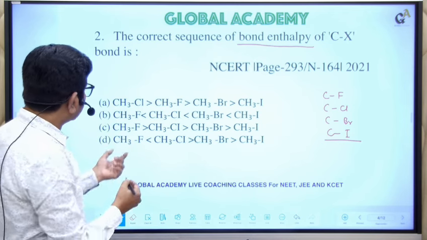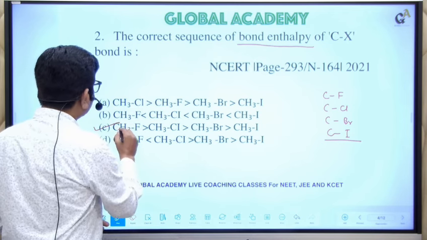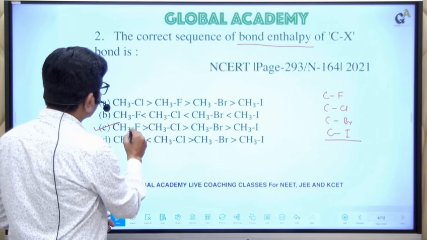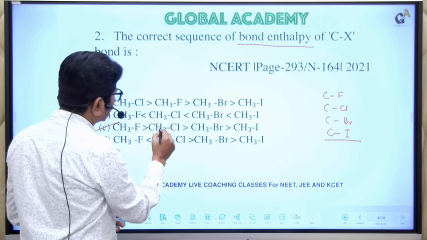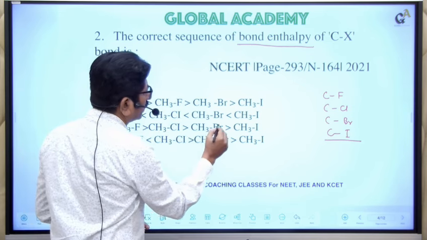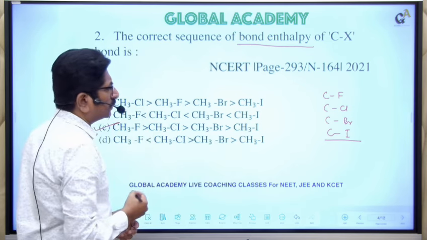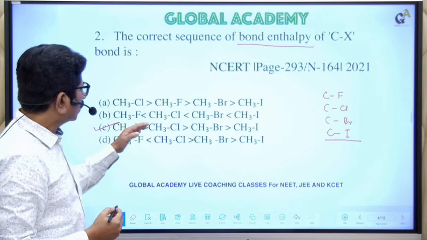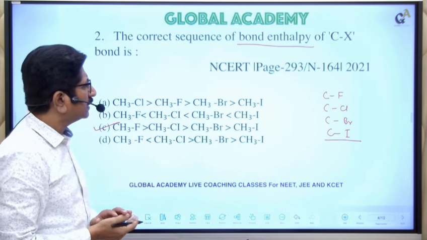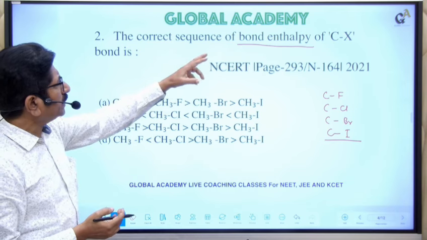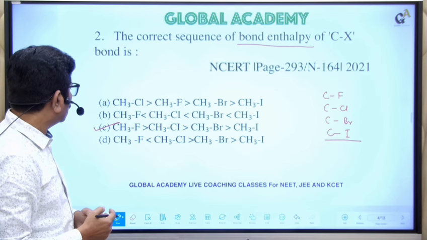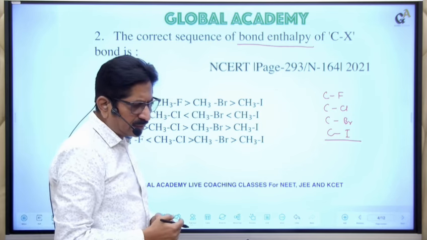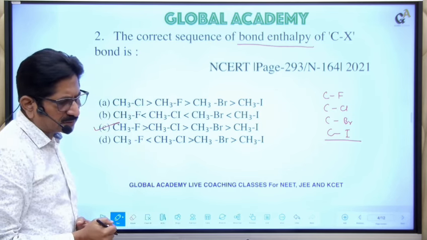So we can see that option C, CH3F, methyl fluoride, then methyl chloride, methyl bromide, and methyl iodide, goes on decreasing in bond enthalpy, and here you can see that. So that is the answer for this.